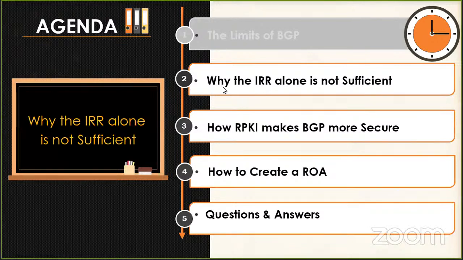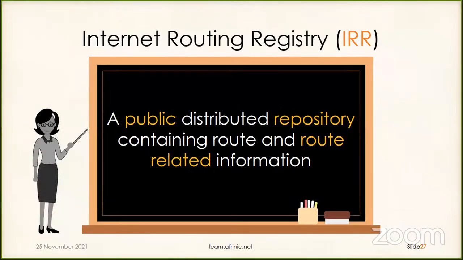I'm going to discuss the second section, why the IRR alone is not sufficient. So what is the IRR, or the Internet Routing Registry? The IRR is a distributed repository, or a set of databases, containing routes and route-related information. It allows network operators to describe and query for routing intent. So the IRR is used as a verification mechanism of route origination, and it is widely deployed to prevent accidental or intentional routing incidents, such as prefix hijacks.